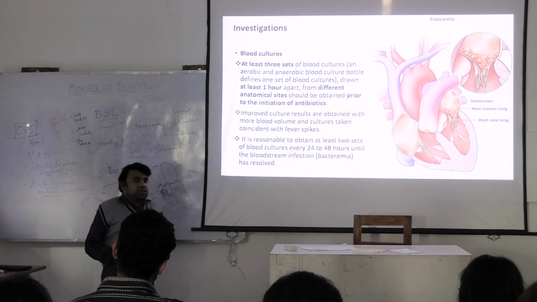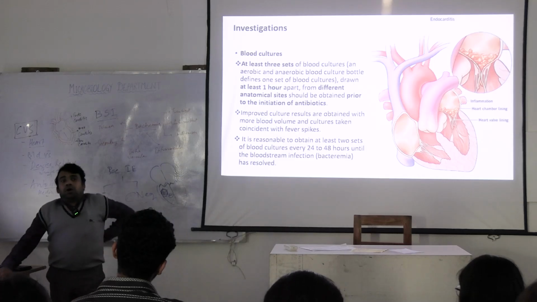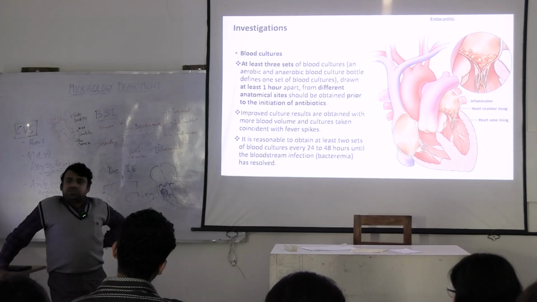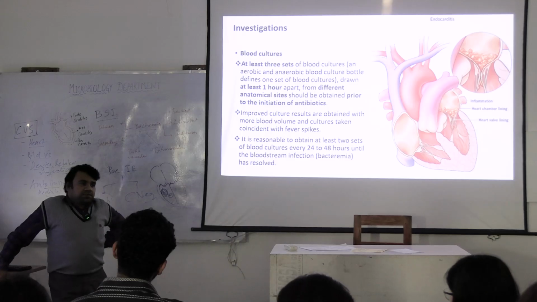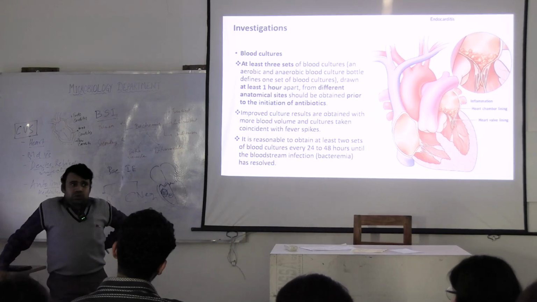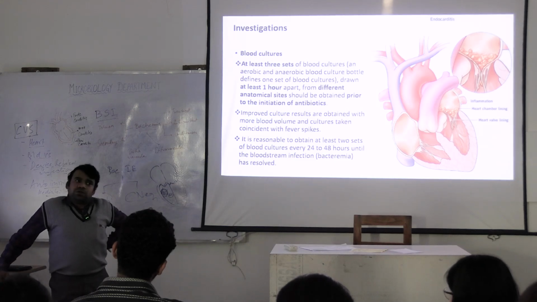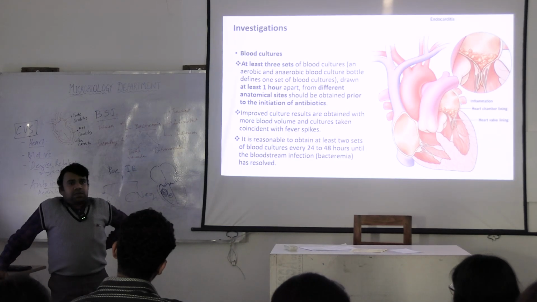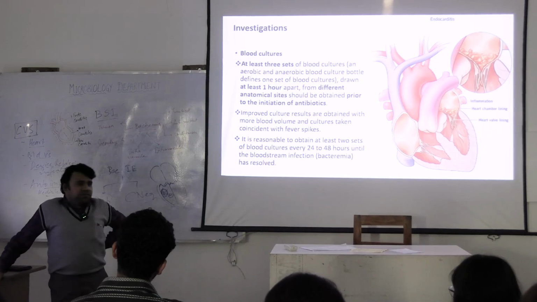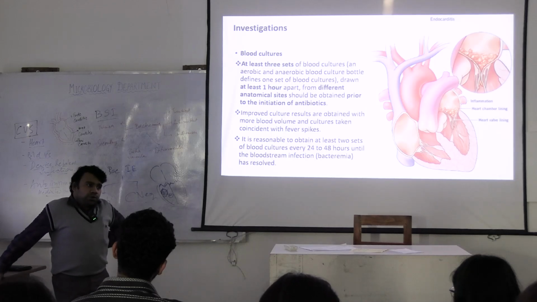So next time, or say during your internship, if there is a patient with suspected infective endocarditis, the first investigation you should get done is a blood culture. How many? 3 sets. How to collect? At least 1 hour difference from different anatomical sites, within a 24-hour window, and preferably before starting antibiotics. Okay?